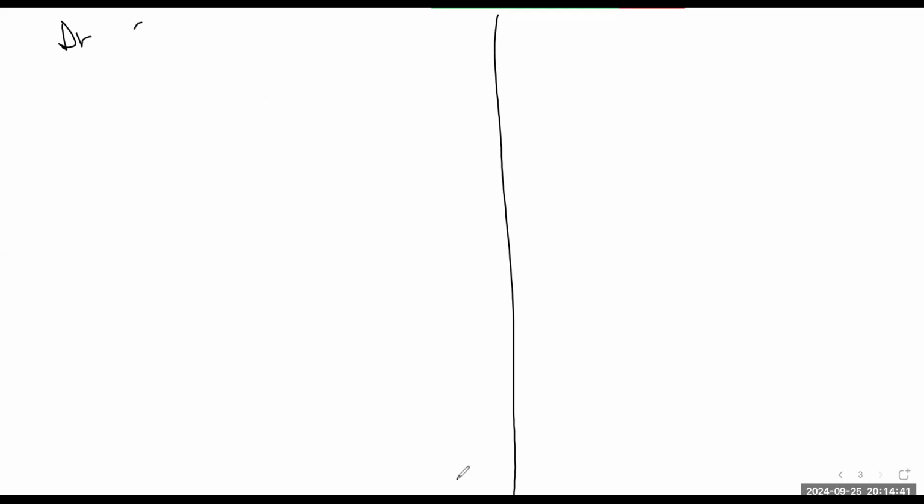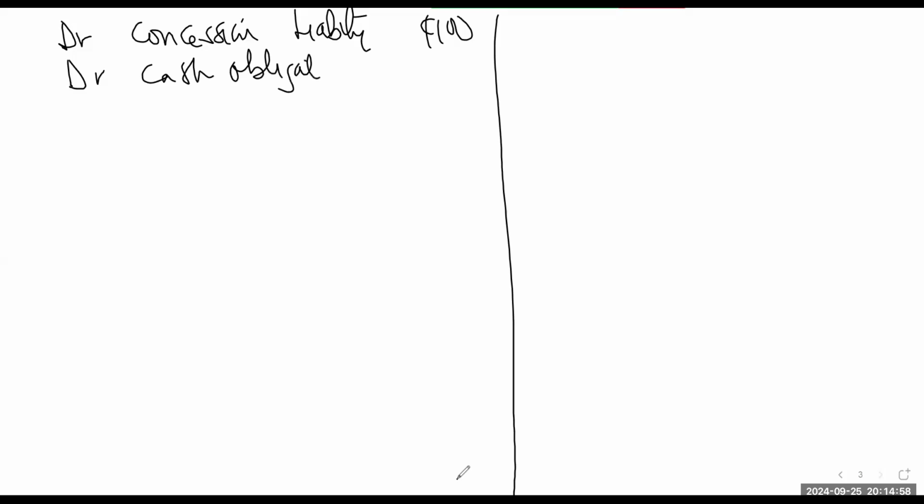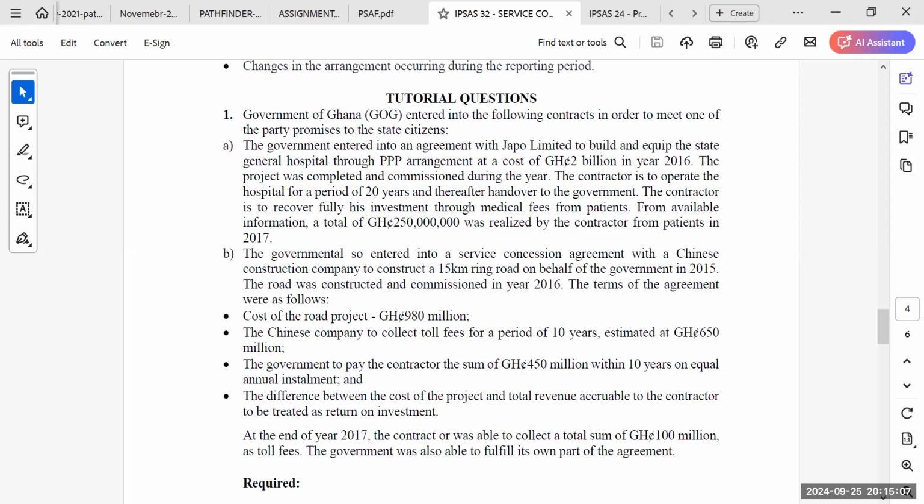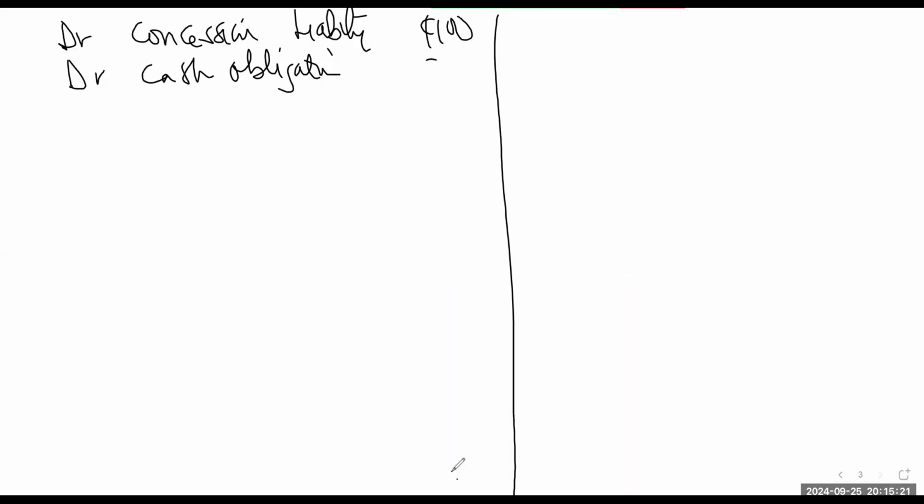Okay. So we debit the service concession liability with 100 million, isn't it? Yes, sir. Then we also debit the cash obligation, which is a liability. The government is paying this over 10 years, on equal installments. The government is paying 450 within 10 years, so every year that would be 45. Yeah, 45.